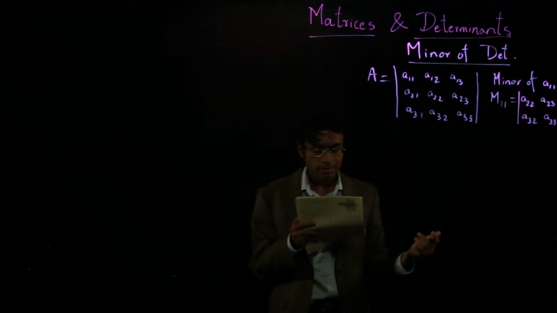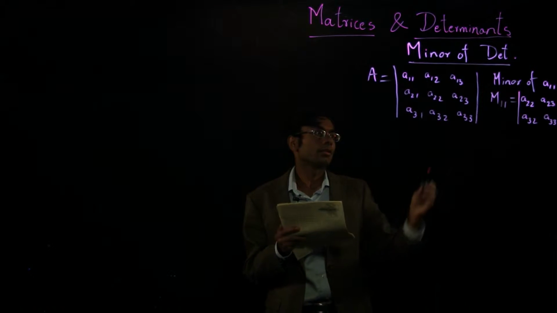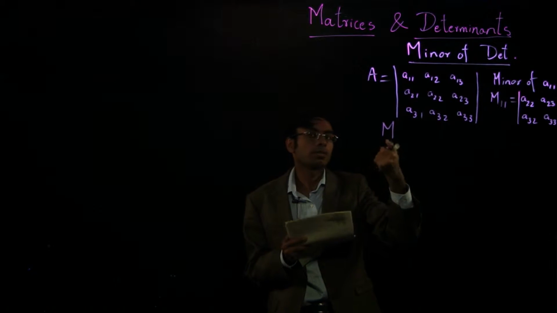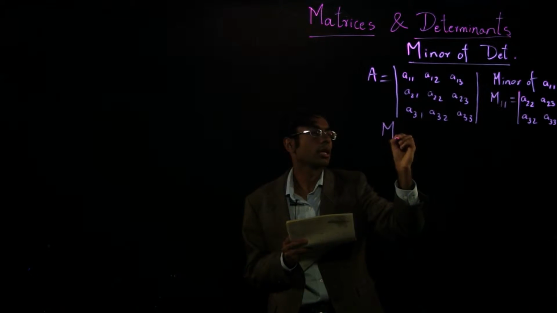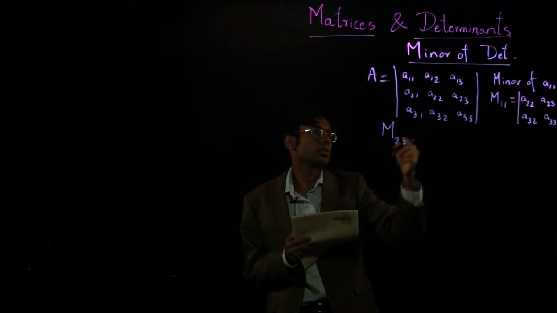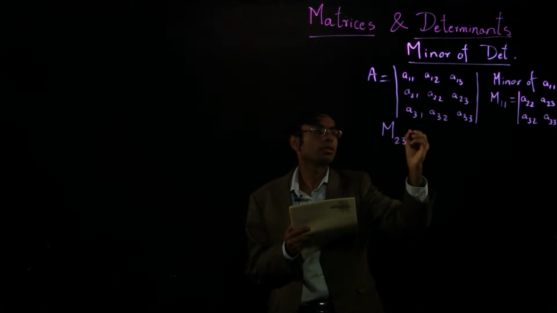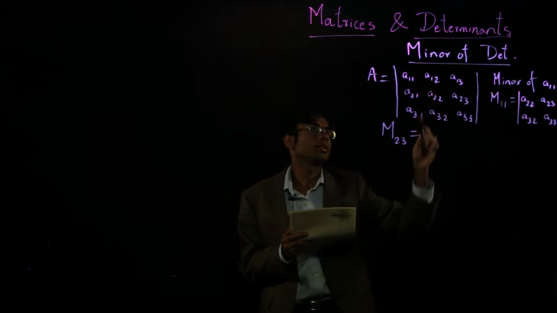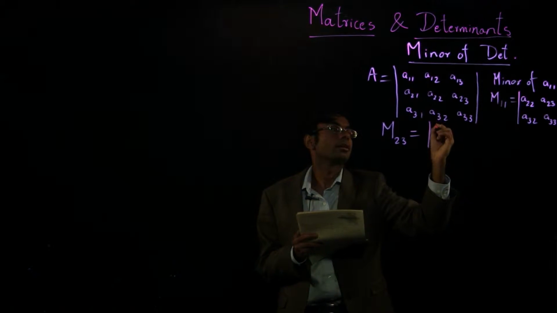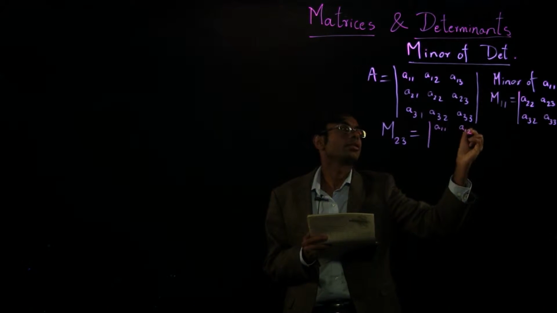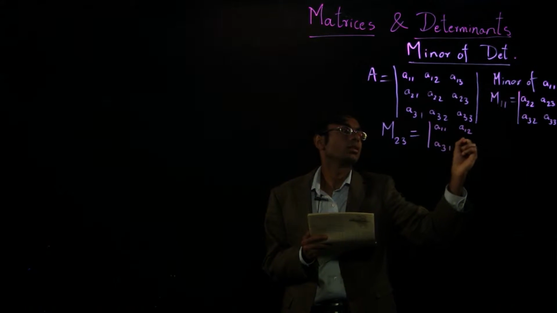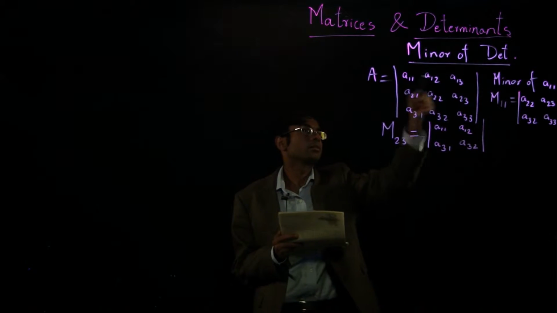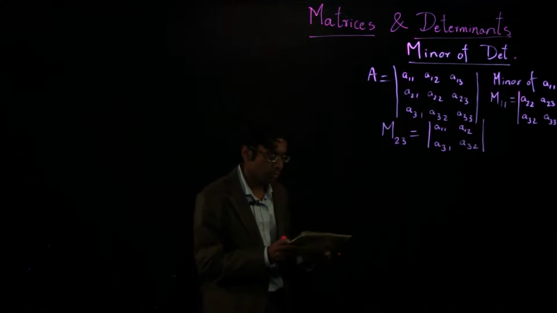Similarly, if I ask you, let's say for example, what is the minor of A23, and you write that, since we are talking about minor, it's with an M symbol, so M23, and the indices correspond to the element A23. So you block off this column and this row mentally, and you get A11, A12, A31, A32, and so on. So you can find out the minor of every single element in this determinant.